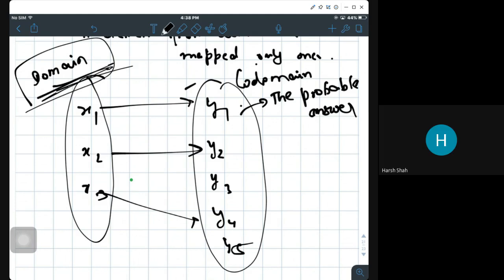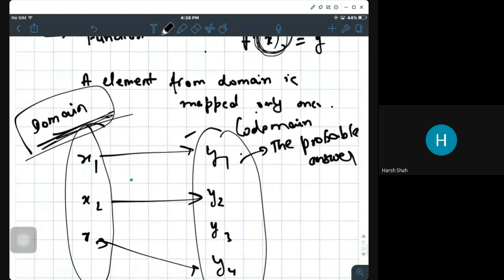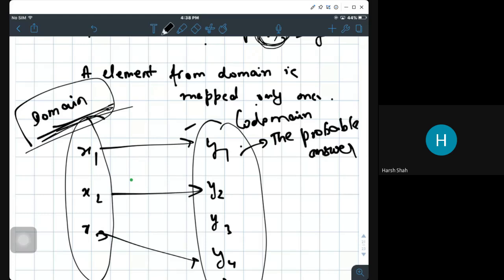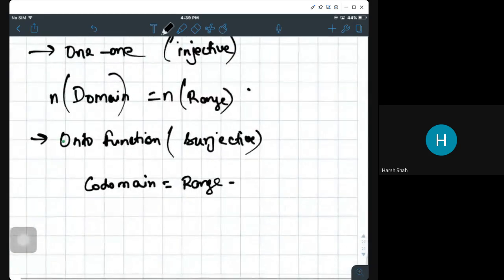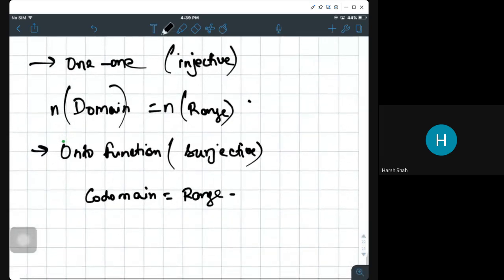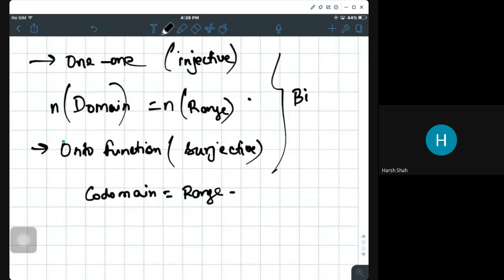If you are facing any doubts, please ask. Okay. In one-one, every function must have its codomain. Now, if a function is one-one as well as onto, we call it bijective. Just a name. Okay. Bijective function.